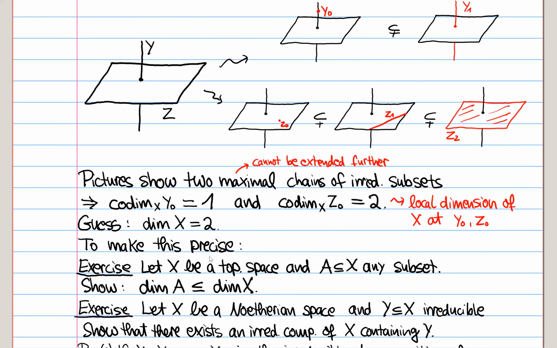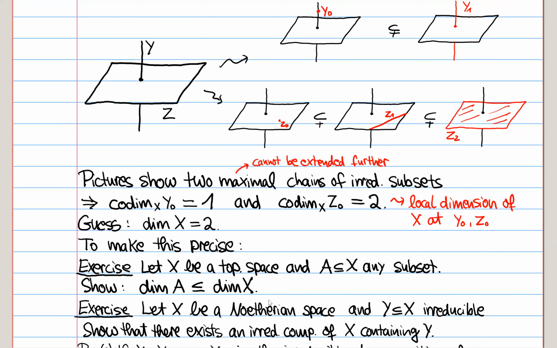Namely, if X is a topological space and A is a subset, well, it also carries the relative topology. And then the claim is the dimension of the subset is less than or equal to the dimension of X. Certainly, it shouldn't happen that you go to a subset and suddenly the dimension is bigger than the ambient thing. That would be very counterintuitive.